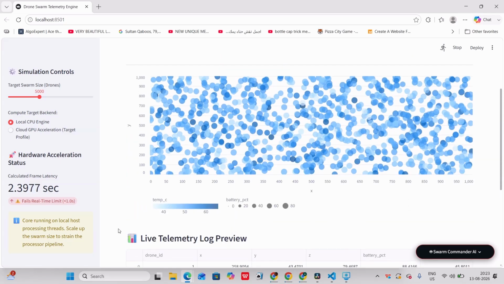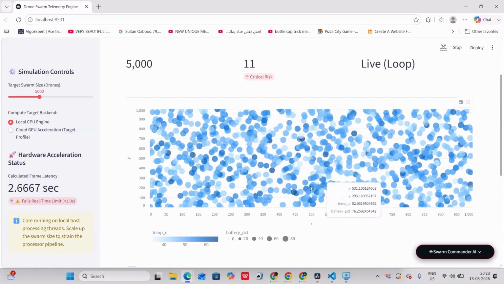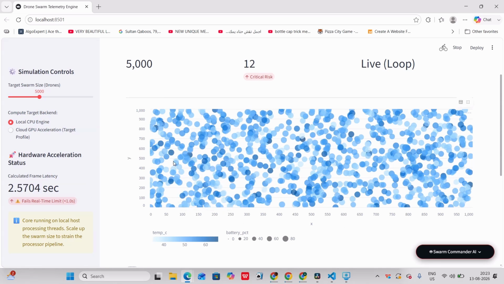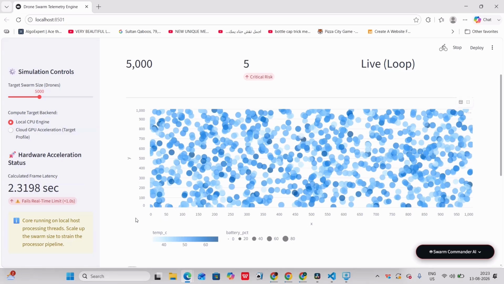Here, we will be dynamically mapping the drones to avoid high-traffic choke points and recall the units with failing batteries before they drop. Their color represents the temperature of the drones. The darker the dots, the higher the temperature of the drones.